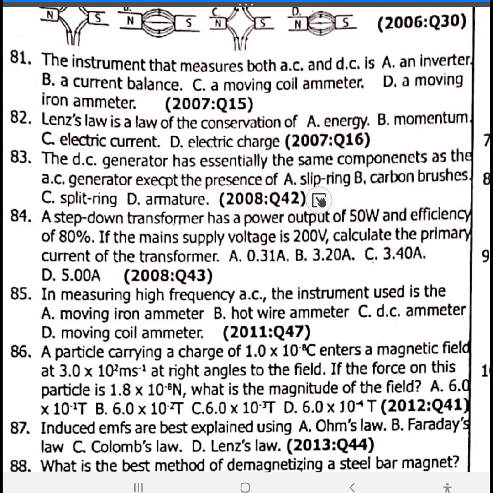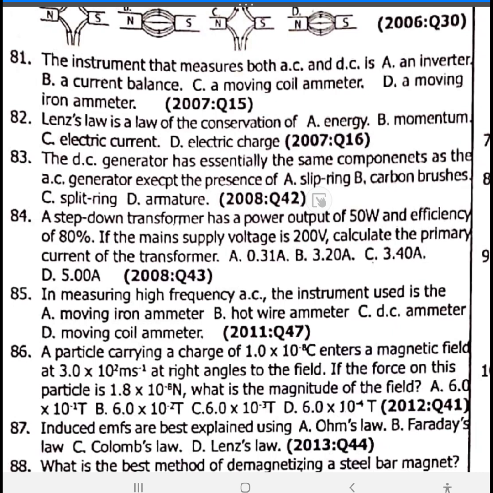Slip ring. Except for the waiting. A DC generator has essentially the same component as an AC generator, except the presence of... AC generators have slip rings, while DC has split rings.